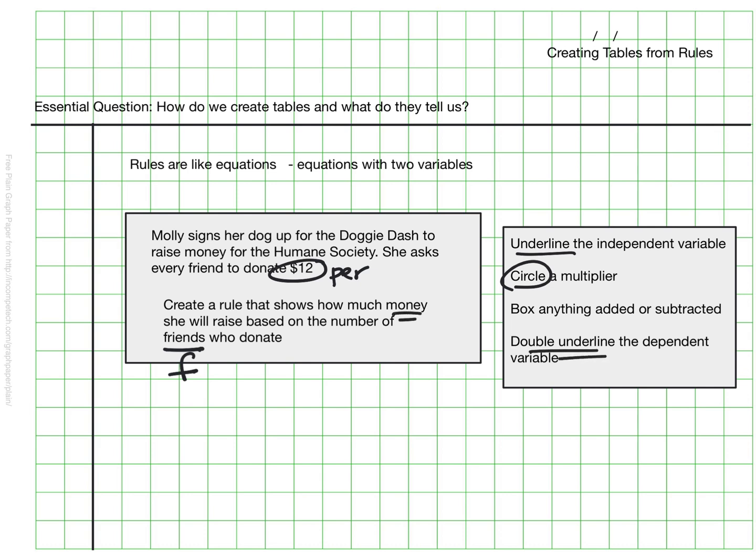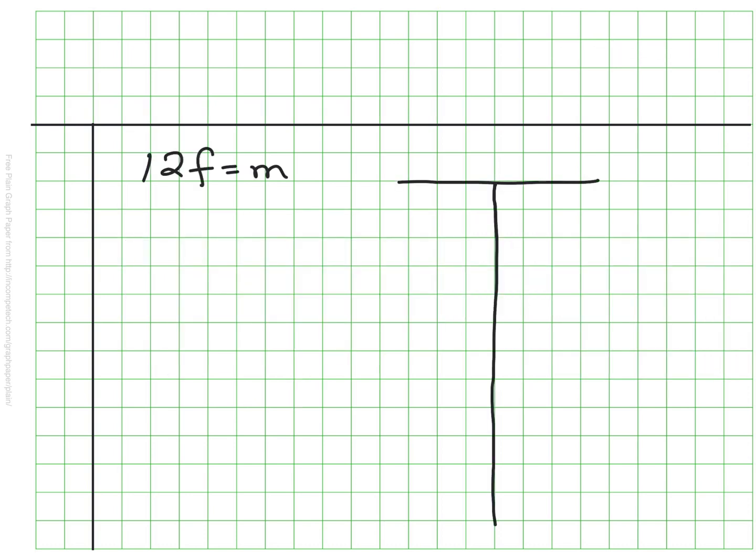So the money she makes is going to be our dependent variable, right? The money she makes depends on how many friends donate. So I'm going to write a rule, and I'm going to say that it's $12 for every friend that will tell us the amount of money that she'll earn. And from this rule, we're going to create a table, and I'm going to have two labels here, one in each of my columns. One of the columns is my F, standing for friends, and the other one is M, standing for money.